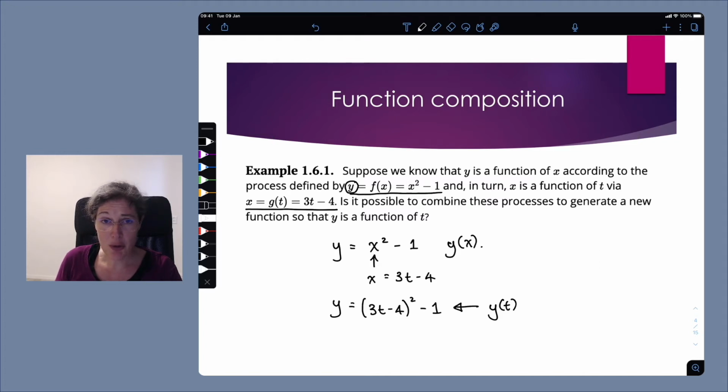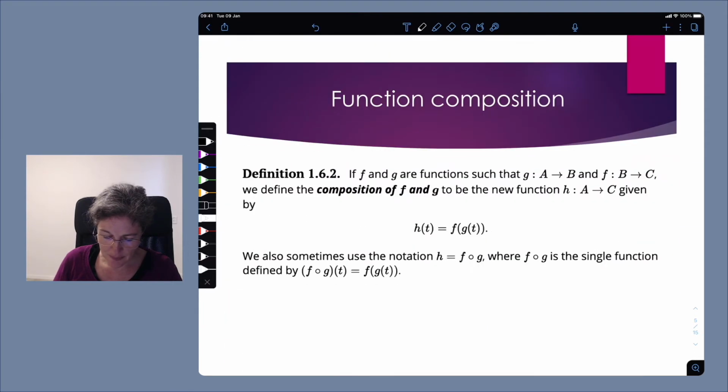Why might we want to do something crazy like this? Well, we'll get to that in a moment. I just want to get some notation going.